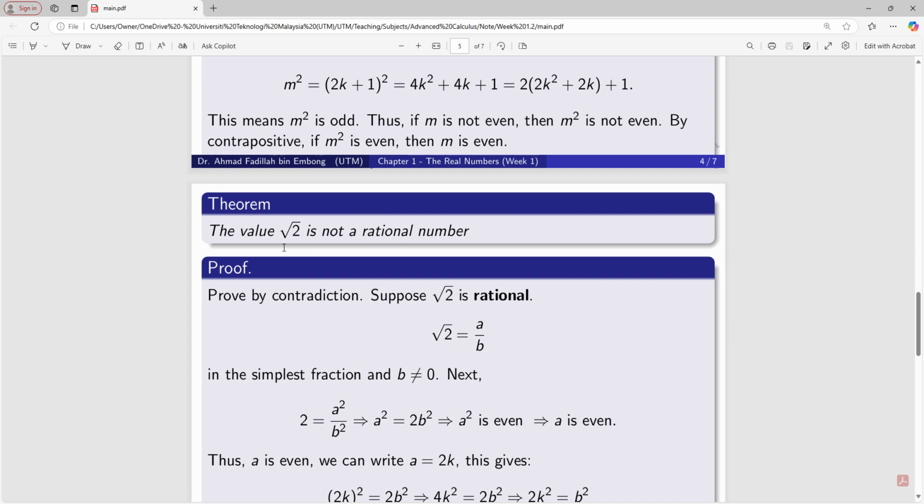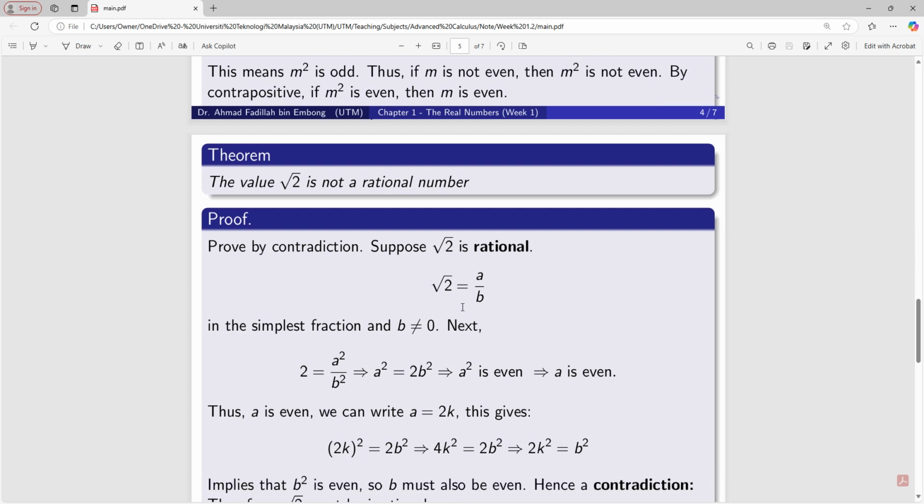We are going to assume the other way around, which is we suppose that square root of 2 is a rational number. When we suppose square root of 2 is a rational number, it means that it can be written as a fraction of 2 numbers, which is square root of 2 equal to a over b. So let's say that this is in the simplest fraction.